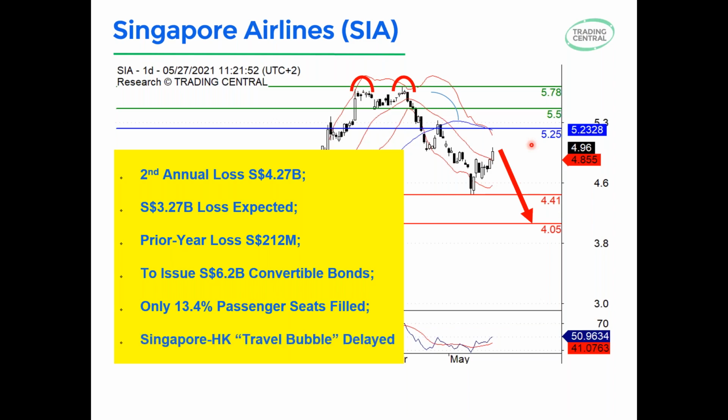Okay, and we look forward to a so-called travel bubble. That is, Hong Kong and Singapore can be communicating. People can travel between Hong Kong and Singapore without vaccination. But it seems that the authorities are calling off this plan at the moment. So not very good for Singapore Airlines. That's why we are not bullish at the moment. Let's hope the pandemic will pass, and then we will consider this airline again. But not at the moment.